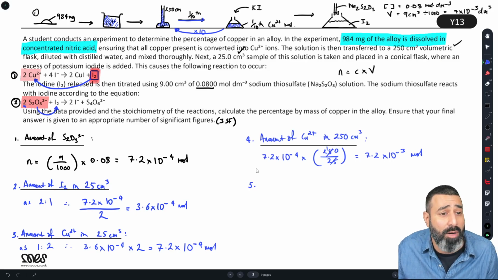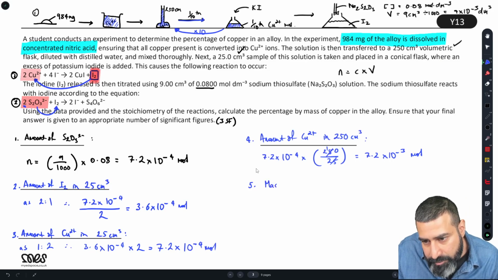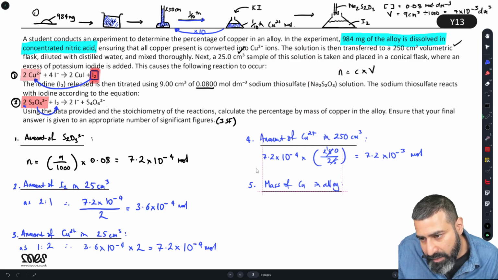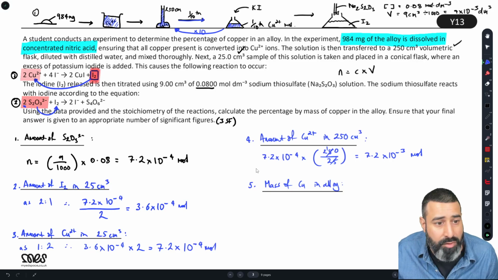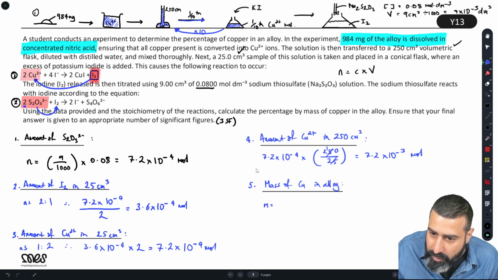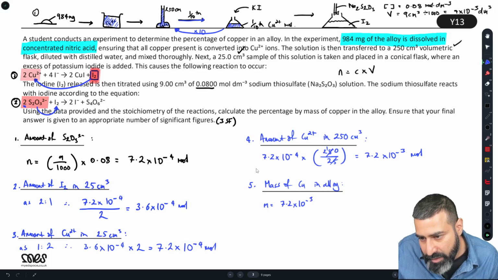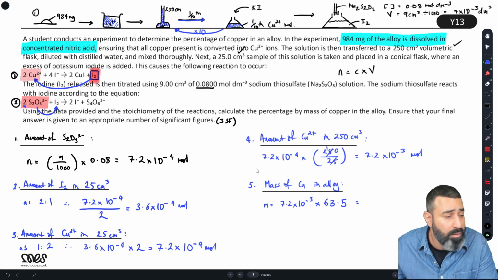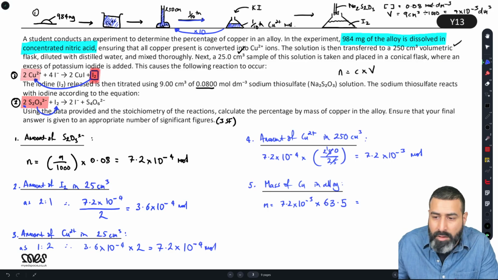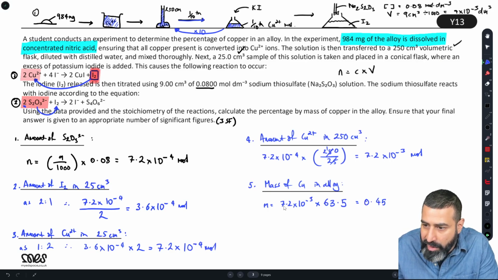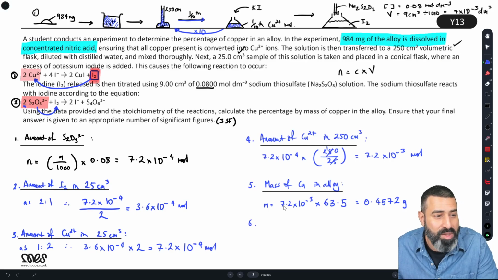So now I can say, let's work out the mass of copper in the alloy. To work out the mass, it's going to be the atomic mass, or the Ar, times the number of moles of copper. So the mass is going to be equal to 7.2 times 10 to the minus 3 multiplied by 63.5. So what do we get? So we get 0.4572 grams. Okay, we're almost there.